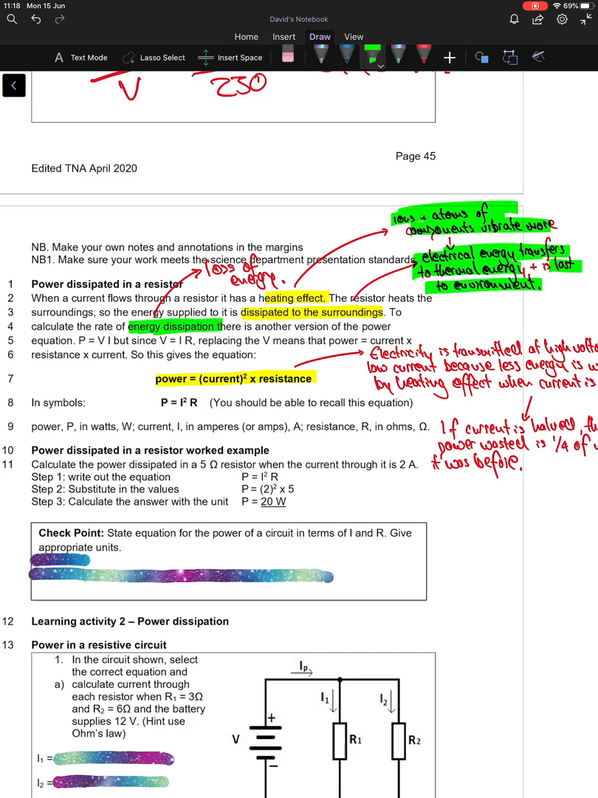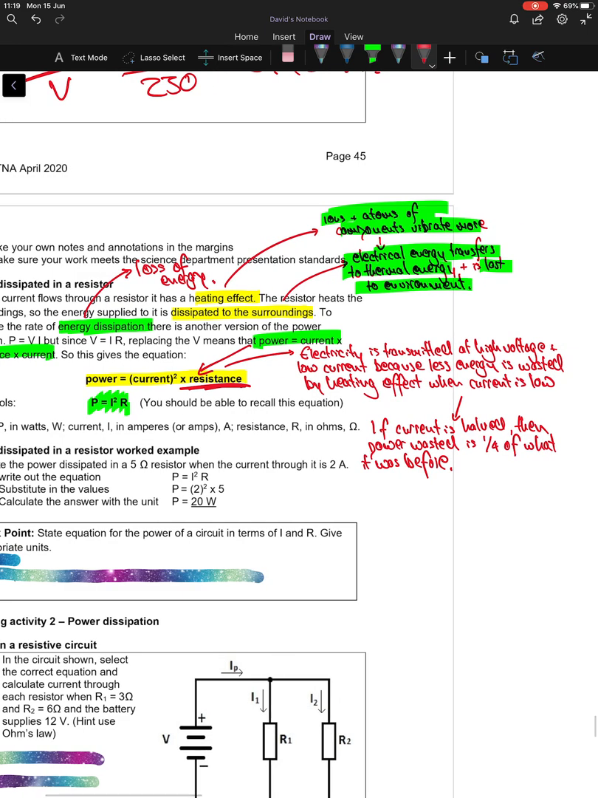There is another version of the power equation. P equals VI, but since V equals IR, replacing the V means that power equals current times resistance times current. So that gives us our equation. That's where it comes from. Power equals current squared times resistance. So this is a second version of the equation we might have to use if we are given resistances in equations instead of potentially voltages.